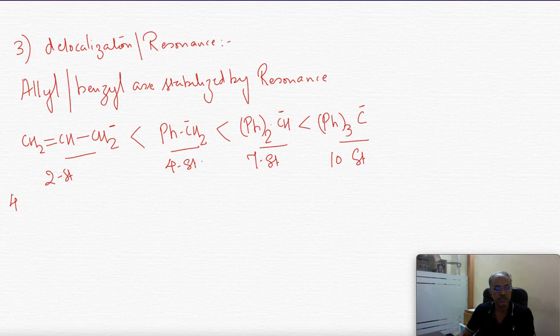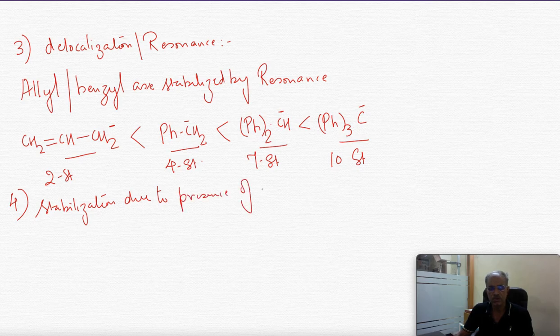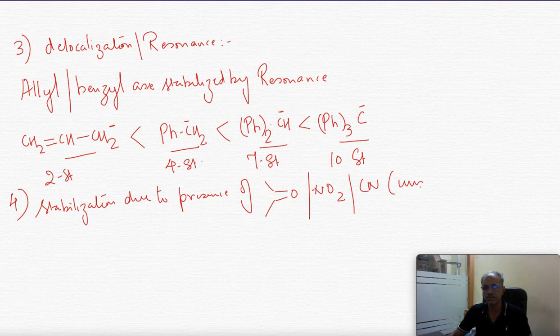Now the fourth one: stabilization due to the presence of a carbonyl group, or you can say NO2 group, or you can say CN group. That means only unsaturated groups. Primarily, this stabilization is due to resonance, specifically due to the presence of these unsaturated groups.